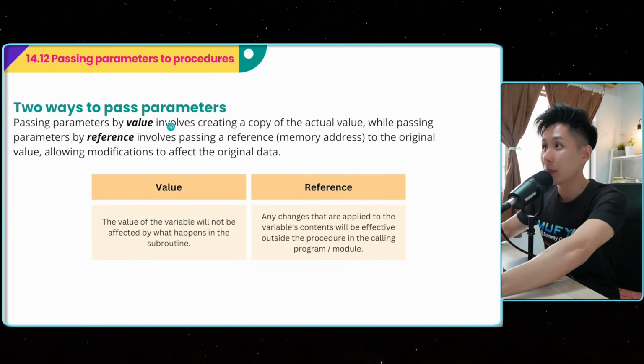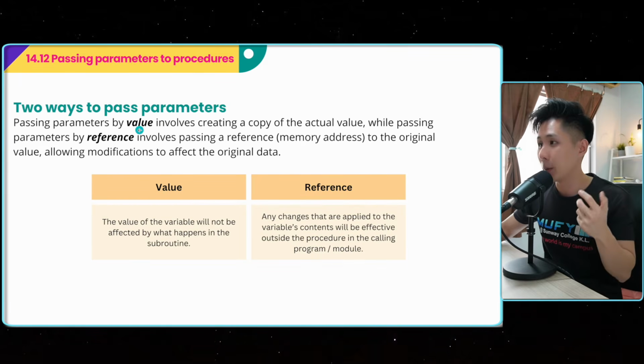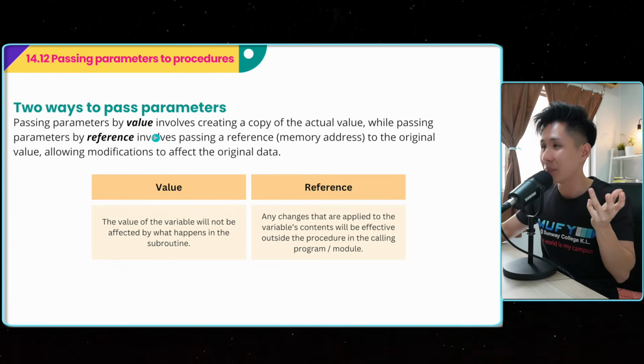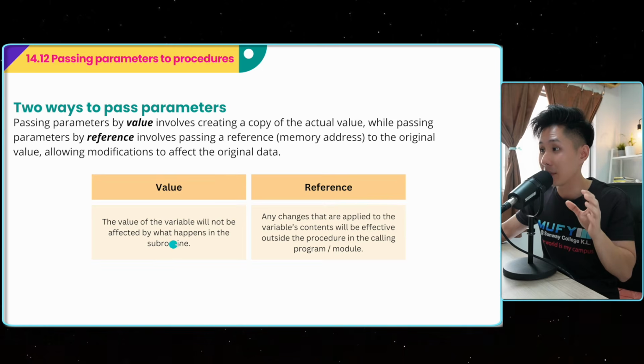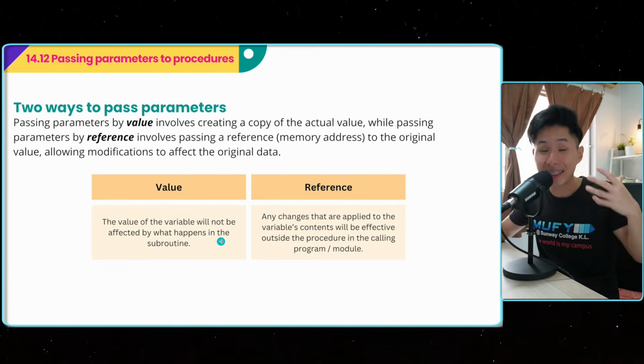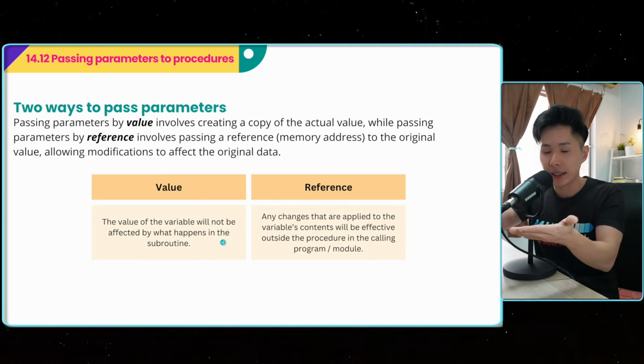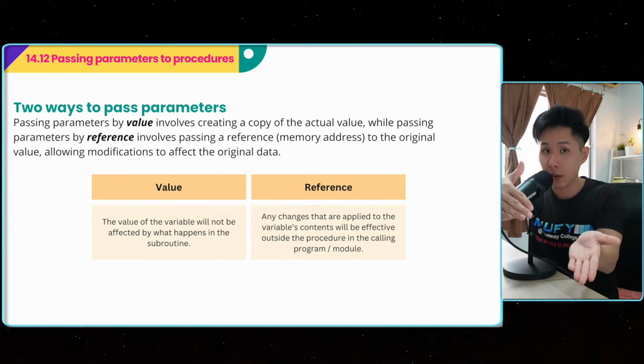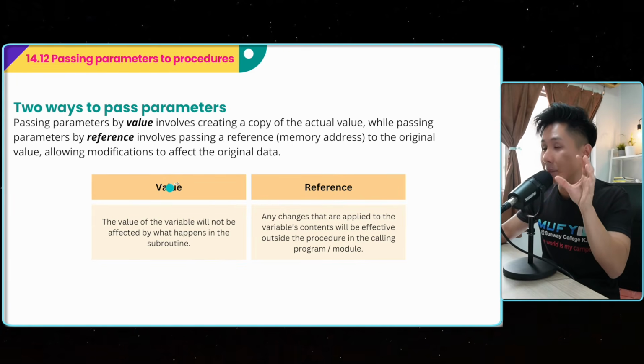So there are 2 ways to pass parameters. In pseudocode, you can pass a parameter by value, meaning the value of the variable will not be affected by what happens in the subroutine. An exact copy of the variable is created and passed to the function. That's passing by value.